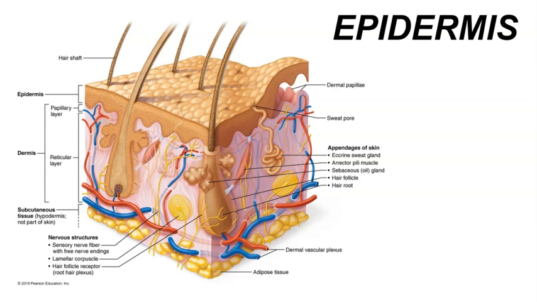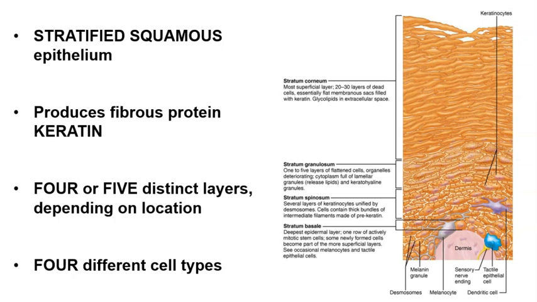Let's review in more detail the structures belonging to the skin. Since the epidermis is the most superficial layer, let's begin there. So remember that the epidermis is a stratified squamous epithelium. This tissue is ideal for the epidermis since the top layers of the stratified squamous epithelium are dead.